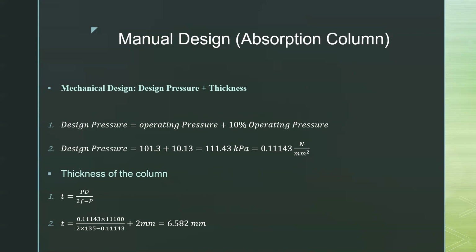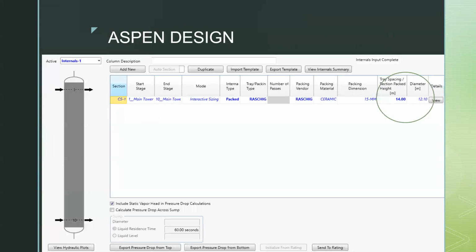Now it comes to mechanical design to determine the thickness of the absorber. Firstly, we measure the design pressure as shown by applying the formula. After that, the thickness of the column can be calculated, which is 6.58 millimeters. Here is the height and the diameter of the column designed from Aspen HYSYS. Diameter equal to 12.1 and the height equal to 14 meters.